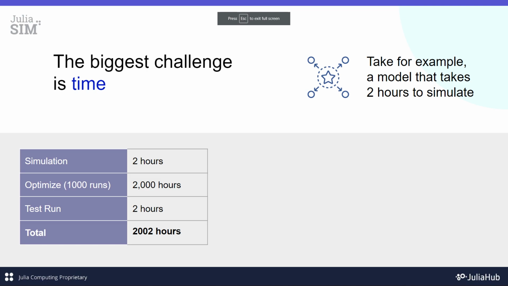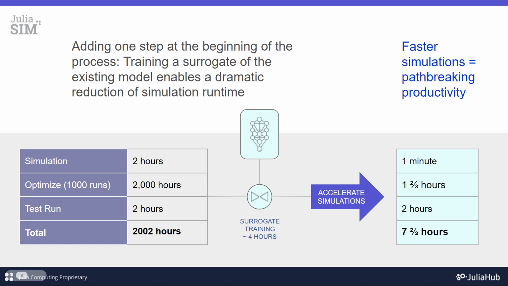Here's an alternative, where we add just one step to this process. We train a surrogate of the original model. By observing many runs of the original simulation in varying states and applying scientific machine learning techniques, we generate a fast approximate model. So let's say it takes 1,000 simulations to train an accurate enough surrogate. All 1,000 simulations can be spun up in parallel in cloud compute to deliver a surrogate model in about 4 hours.